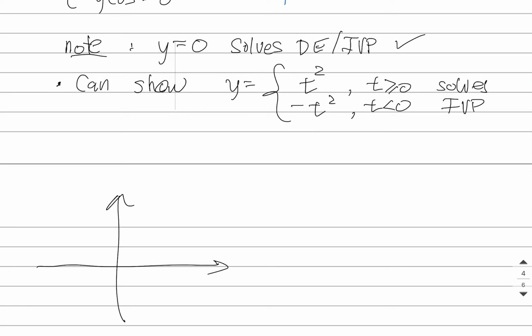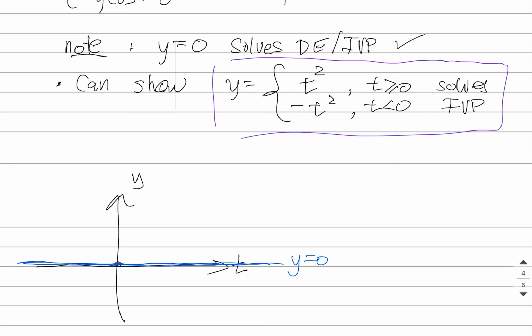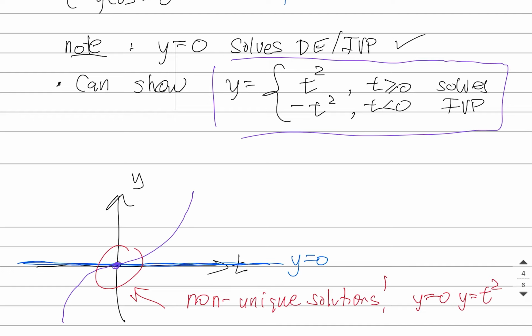If I take a look at this and I plot y versus t, remember that y equals 0 is an answer. So this horizontal line will solve the DE. That's always an answer. And then I've got this piecewise parabola going on here. So this piecewise parabola says, okay, you'll have one branch looking like this and another branch looking like this. Well, here's something really unique that we did not see before. We have non-unique solutions. There are two answers at t equals 0.